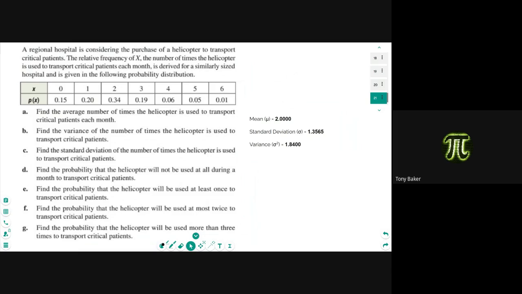So would that be experimental or theoretical? Experimental. We collected the data and we're using that data, so that's an experimental probability. All right. Find the average number, the variance, and the standard deviation. You can use the calculator to do all those. You do not need to do those by hand. So we've got a mean of 2, or my expected value of 2, the average number of times a helicopter is used, a standard deviation of 1.35, and a variance of 1.84.